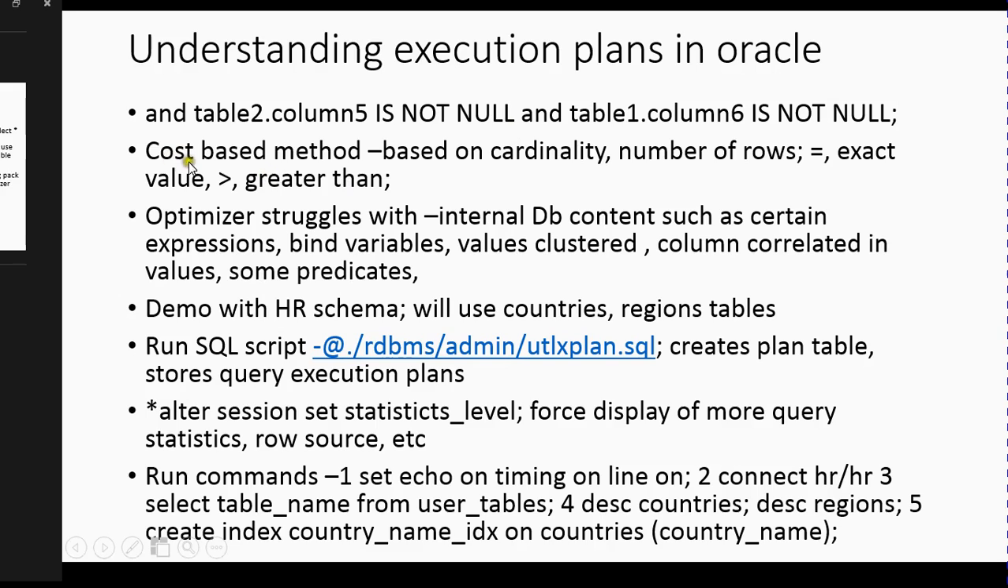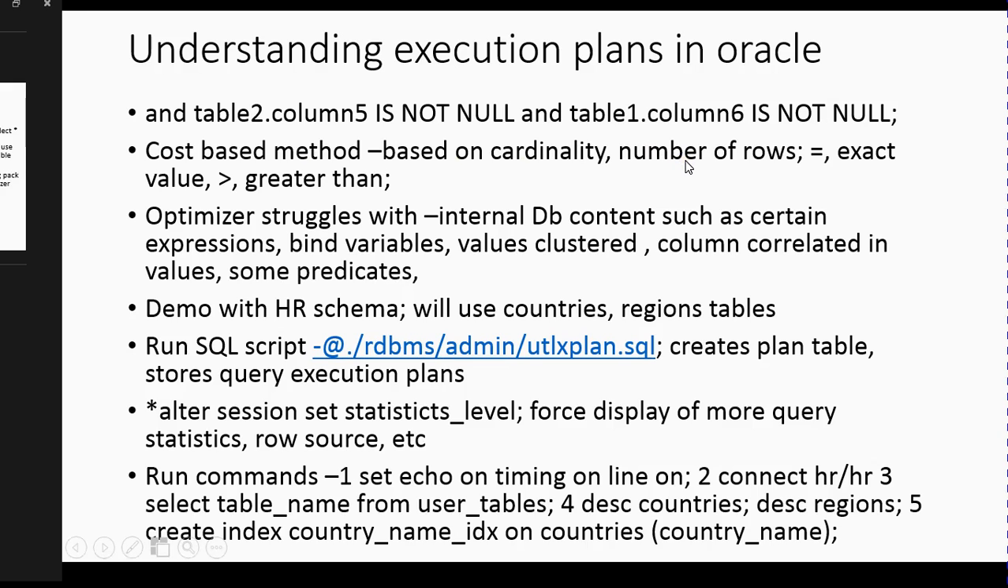And in terms of the cost-based method, it's going to be based on cardinality. What cardinality stands for is just the number of rows. So going back to what I covered earlier with having the first rows with the value, this is really important for the optimizer, because you can use it as a directive for the optimizer.